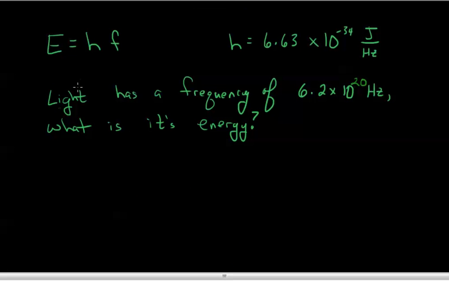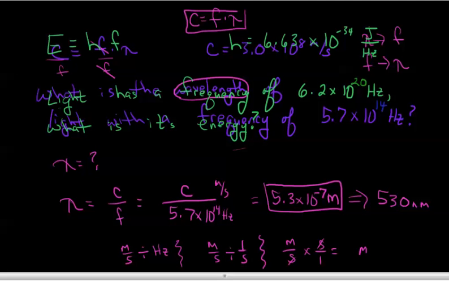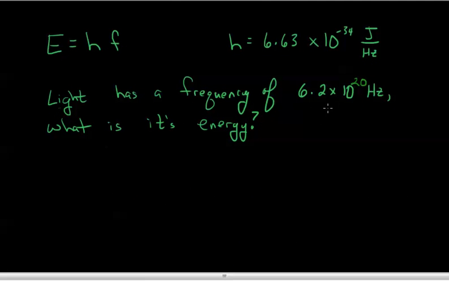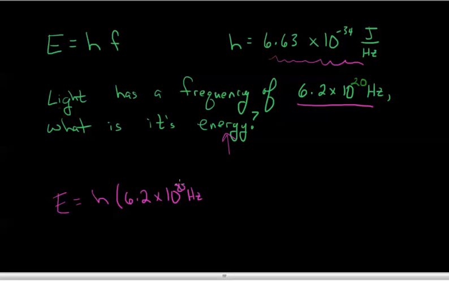So let's look at this one. If I have a light wave that has a frequency of 6.2 times 10 to the 20th hertz, what is its energy? Well, that's a straightforward application of energy equals Planck's constant, which again is a constant stored in our calculators, 6.63 times 10 to the negative 34 joules per hertz, times the frequency. So energy equals h times 6.2 times 10 to the 20th hertz. This is joules per hertz times hertz, so my answer is going to be joules.